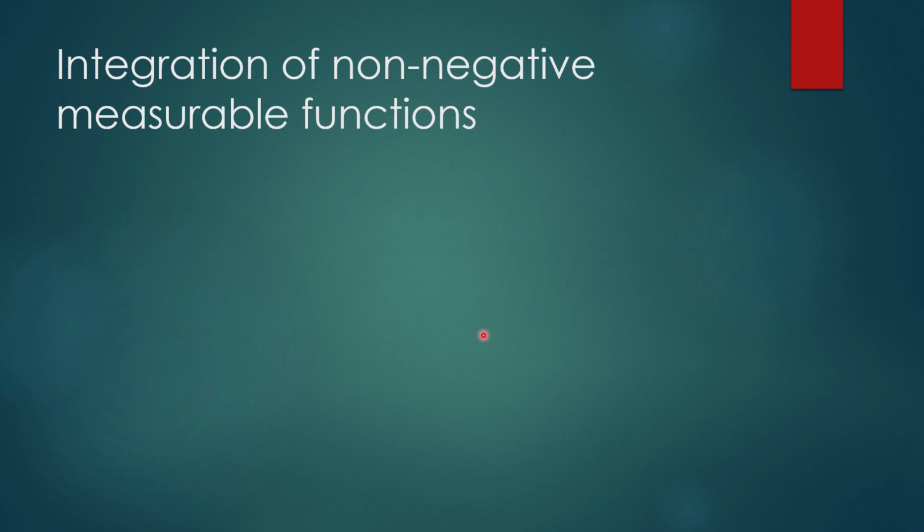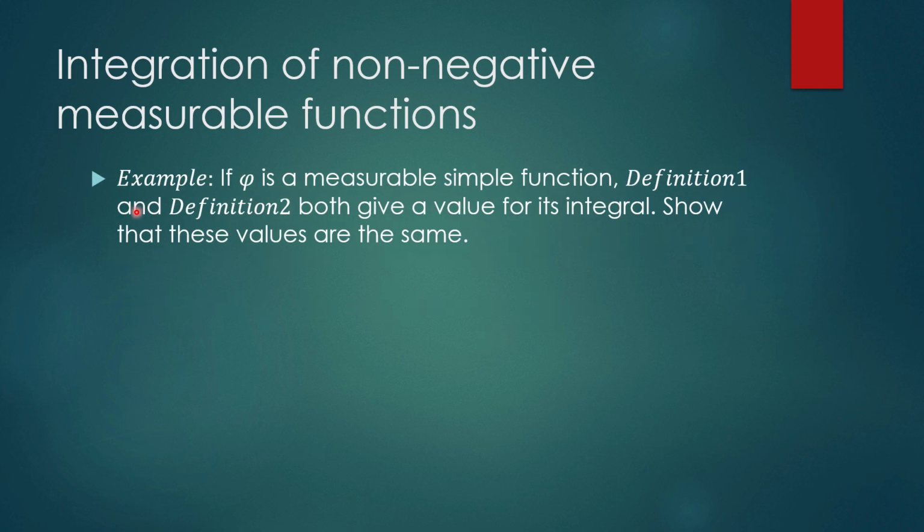Okay, so for example: if phi is a measurable simple function, definition 1 and definition 2 both give a value of its integral. So now we have seen that there are two definitions of integration, definition 1 and definition 2. If phi is a simple measurable function, then definition 1 will give you one integral and definition 2 will give you another integral also. Those are equal. That is what this example says, that these values are the same.